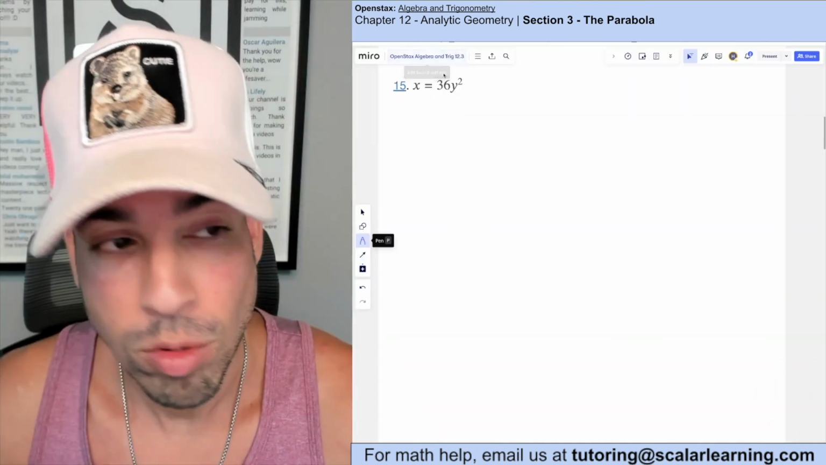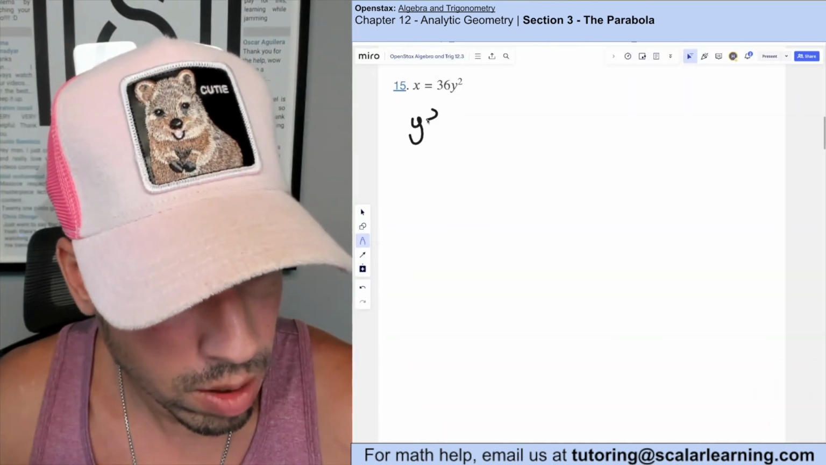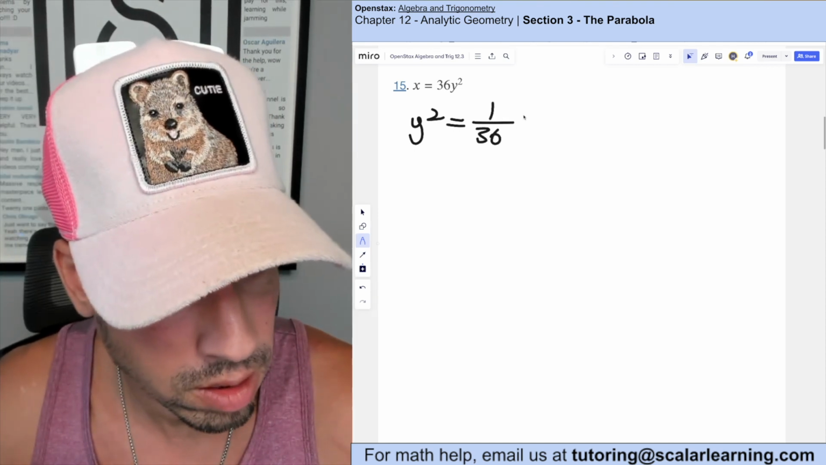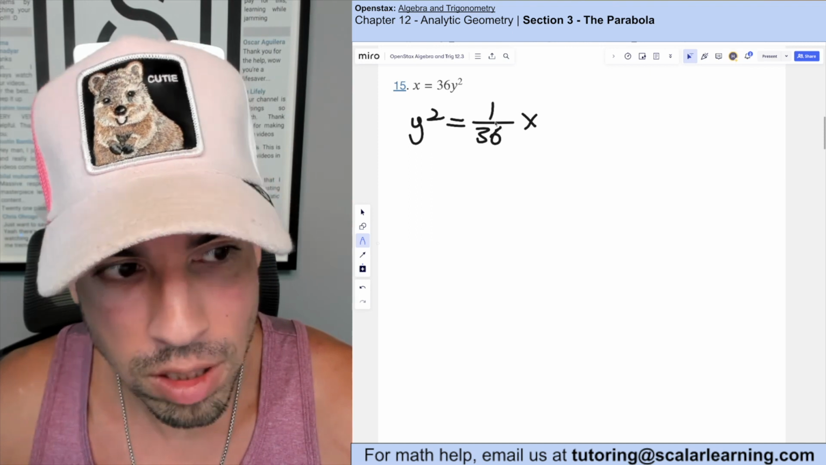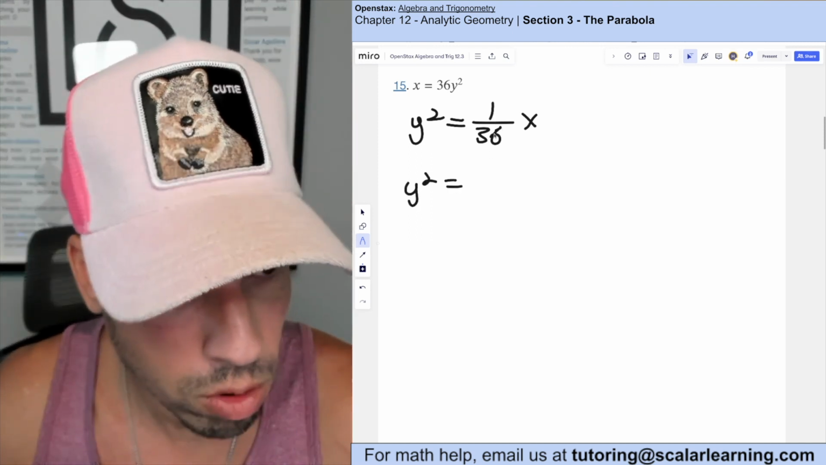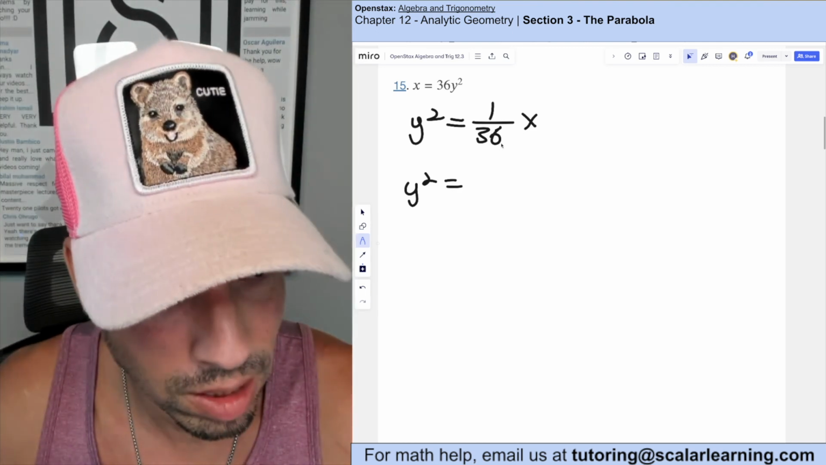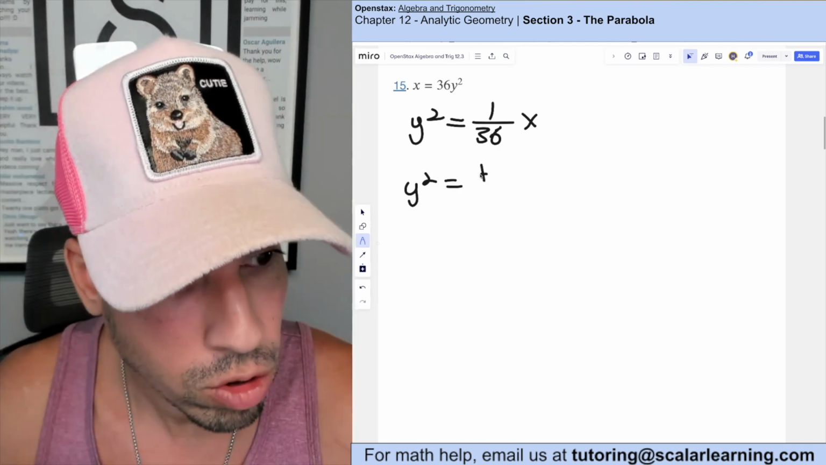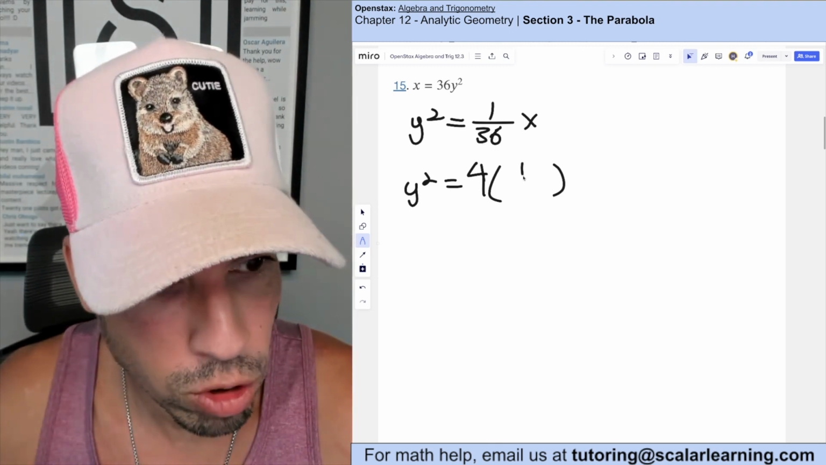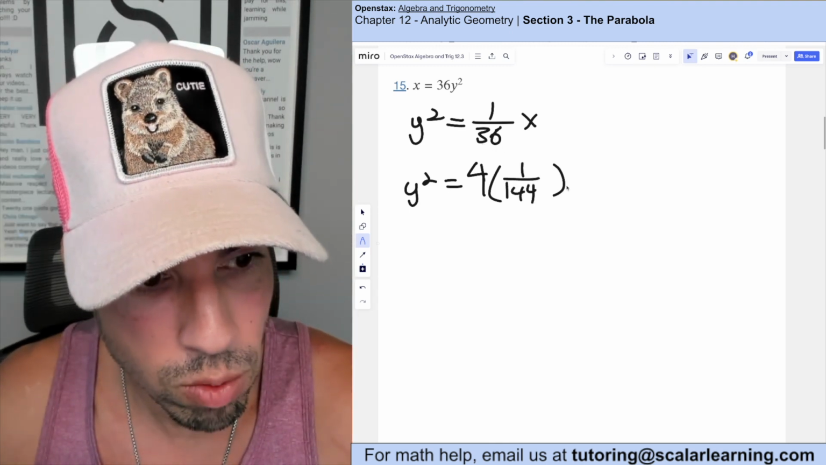Done. So for this one, we're going to start by dividing both sides by 1 over 36. So it's y squared equals 1 over 36 x. And just to get it a little bit more clarified, we're going to pull out a 4 from that, meaning divide 1 over 36 by 4. So I'm going to pull out a 4, and that's like multiplying that denominator by 4. So it's 1 over 144 x.